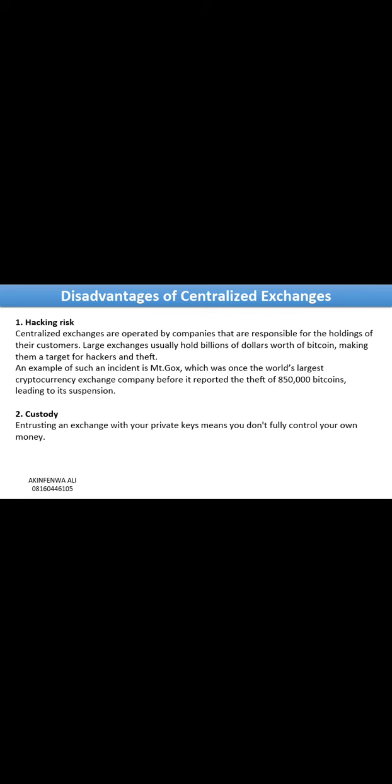All right, so we also have custody. The centralized exchanges' disadvantage is that they have full control over your funds. You are not in full control of your funds. It is a centralized system. They can decide to bring up a rule that will be against you and which will not actually favor you.